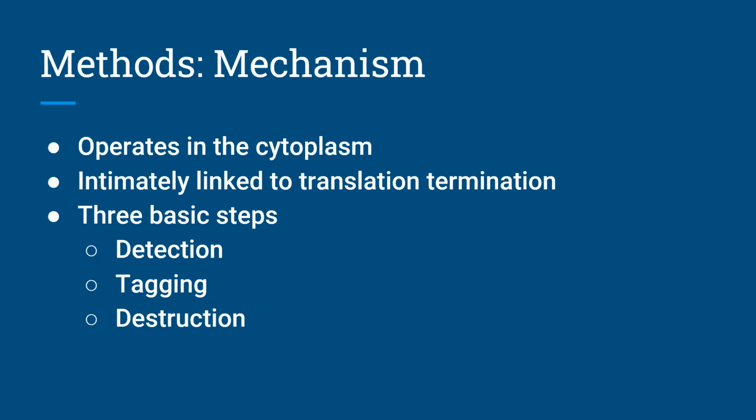This mechanism operates in the cytoplasm and is intimately linked to translation termination. For messenger RNAs, there are three basic steps. The first step is detection. This is when a defective polymer is first recognized. The second step is tagging, and this is when the polymer is subsequently earmarked for degradation. And the third step is destruction, and this is when the defective polymer is then destroyed.